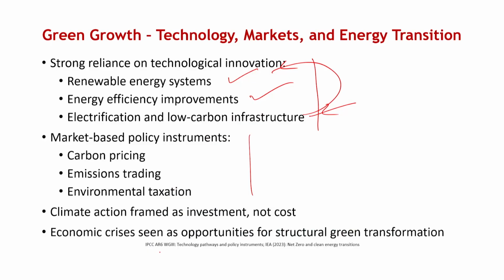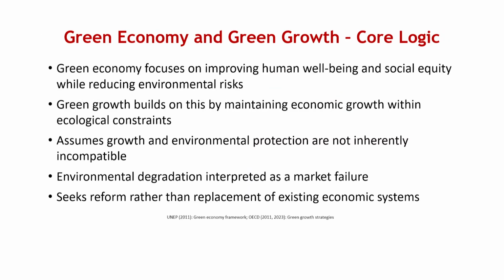So in a way, the crisis is seen as a structural green transformation opportunity, rather than a burden on this whole transformation. The core logic is that it works on improving human well-being and social equity, while reducing environmental risk. That's the notion on which green growth theory works. It says that we need economic growth, but with ecological constraints. The logic here is that if we don't have economic growth, where will we get money to do this transition? It also assumes that growth and environmental protection are not incompatible. They are compatible. We could grow in a manner which is more responsible.